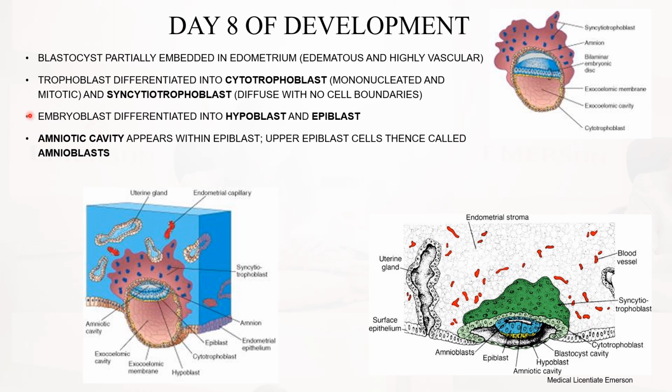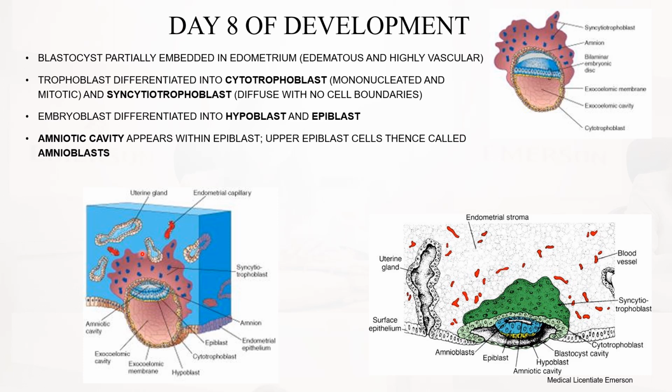And then the embryoblast. After the blastocyst, it is going to become an embryoblast after the trophoblasts have differentiated. The embryoblast will differentiate into the hypoblast and the epiblast. Hypo means low, and epi means upper. So the one on the lower part will be the hypoblast, and the one on the upper part will be the epiblast. That's what we have to remember.